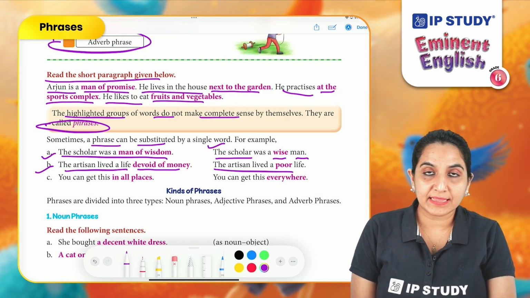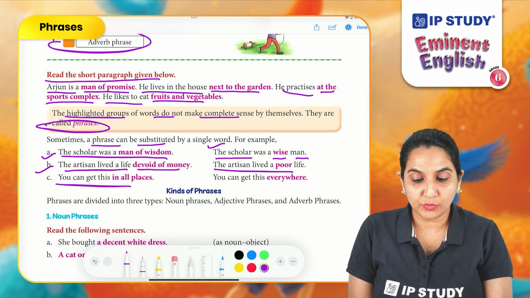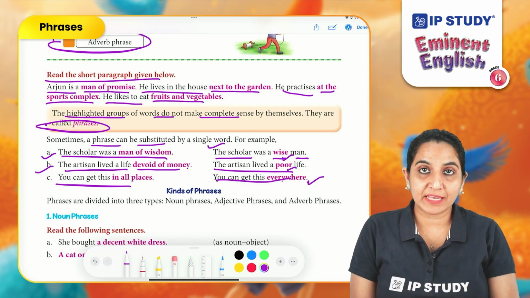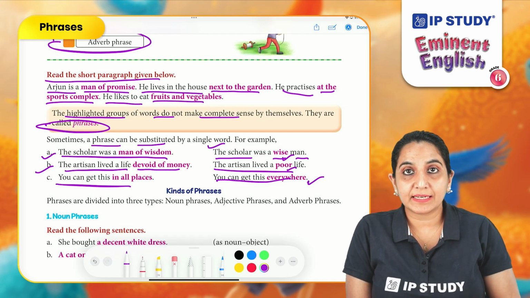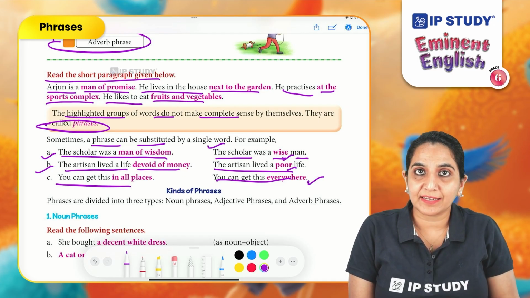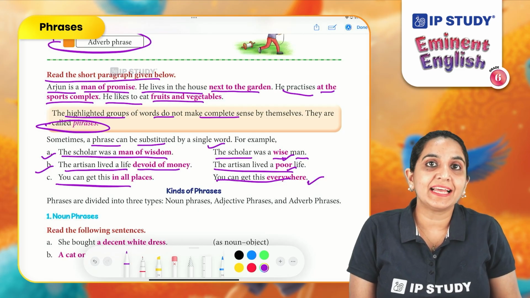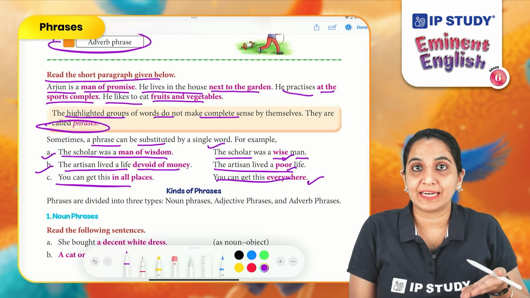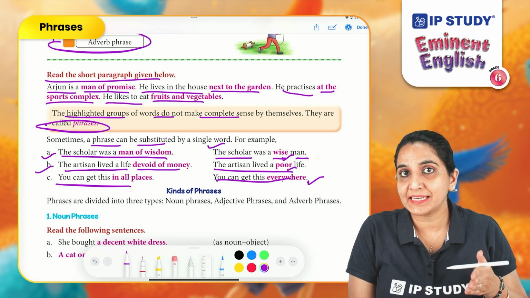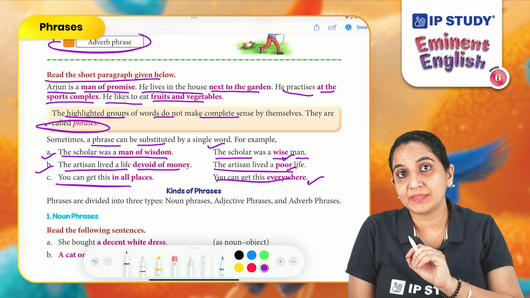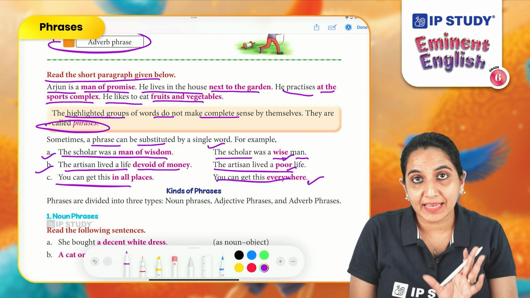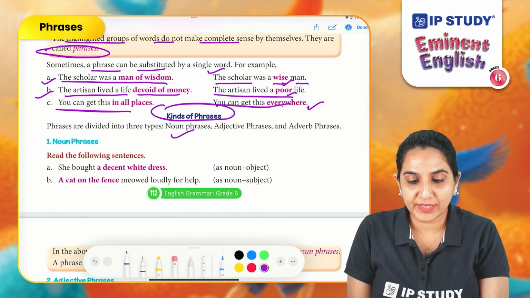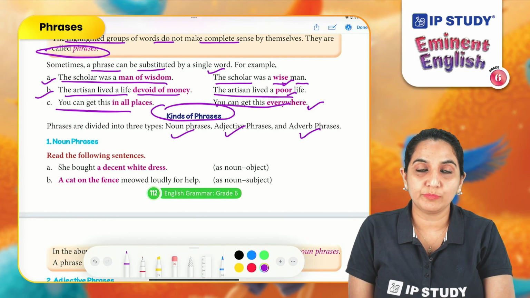You can get this in all places. You can get this everywhere. Well, this clearly shows that phrases work like an adjective, a noun, or an adverb only. This is the time when we will discuss three different kinds of phrases and understand them deeply, how we can substitute them with one word, and what their actual meaning is. Kinds of phrases: noun phrases, adjective phrases, and adverb phrases.